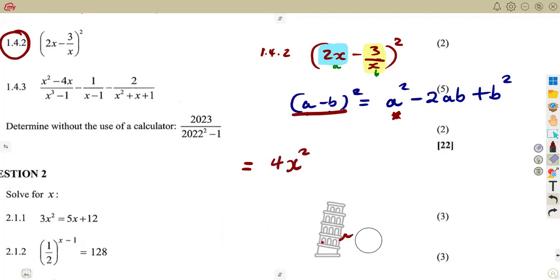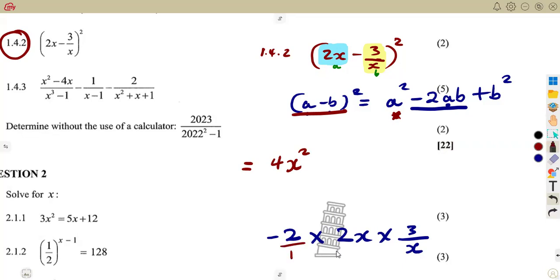You move on to the other part, which is minus 2ab. What does it mean? Minus 2 times A. Our A is 2x, times B. Our B is this one, 3 over x. Don't take the minus. The minus is already involved in the formula. The B is the number, this one, 3 over x. You multiply. Remember algebra, guys.